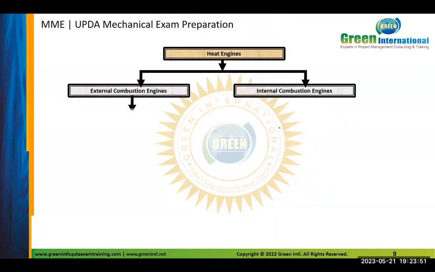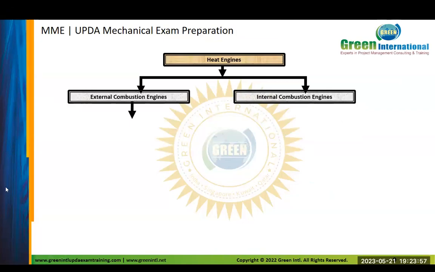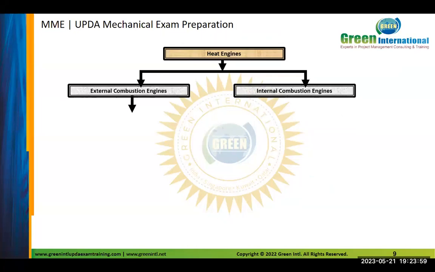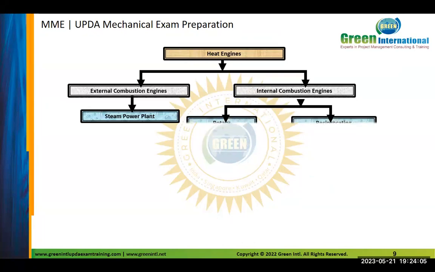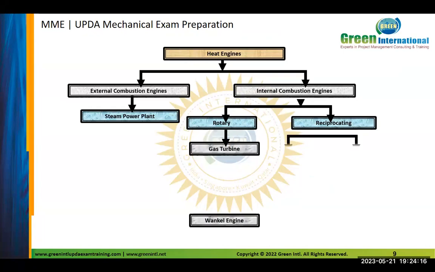Heat engines are classified into main categories. Now we are going to the practical ones; we finished the ideal one. The practical ones are classified into external and internal combustion engines. For external combustion engines, we study the steam power plant. For internal combustion engines, we study two types, rotary and reciprocating. For rotary, we study the gas turbine, whose cycle is the Brayton cycle. And for the steam power plant, we study the Rankine cycle.